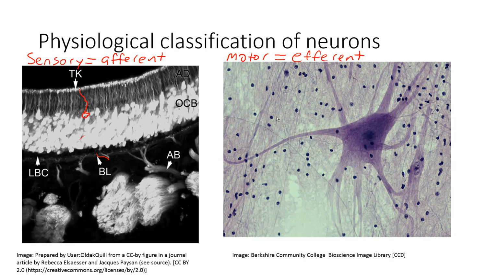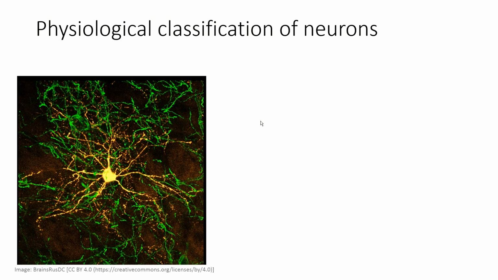and has nothing to do with proper scientific pronunciation. So we have sensory neurons coming into the CNS, we have motor neurons going out of the CNS, and we also have interneurons that connect other neurons within the central nervous system.